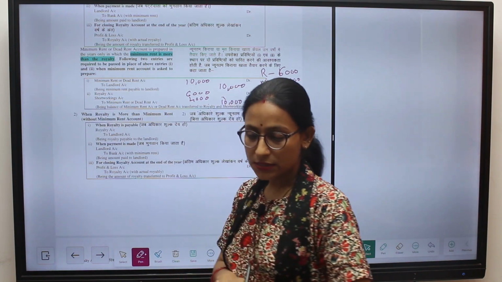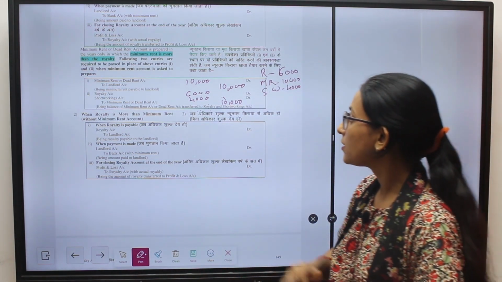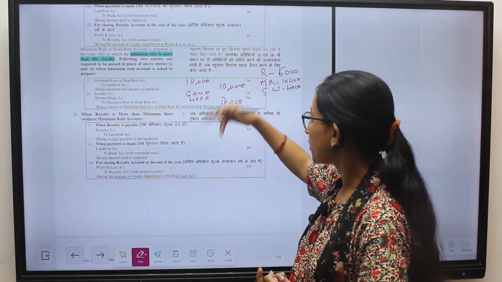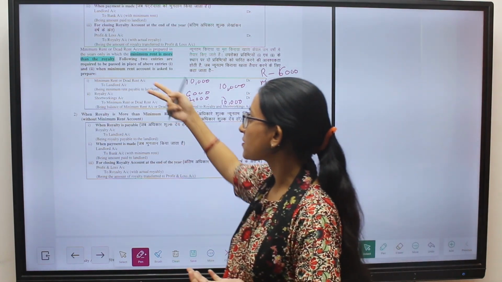The only difference when the minimum rent account has to be prepared in the examination is that the due entry which we passed earlier in the first case, we will not pass that. Instead of that, we'll pass this entry.